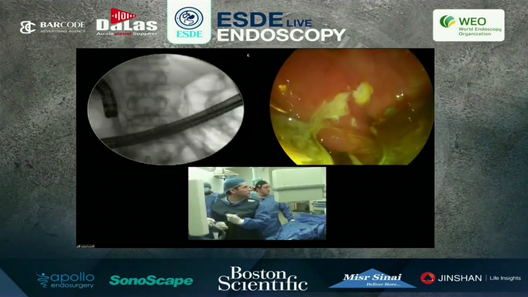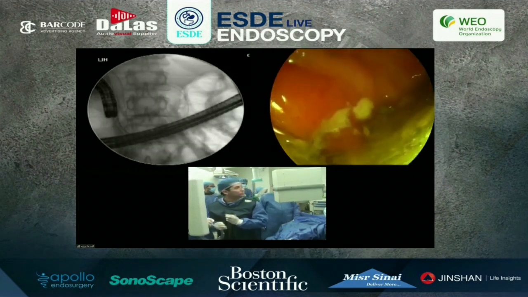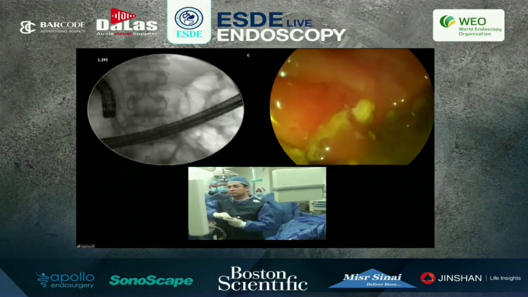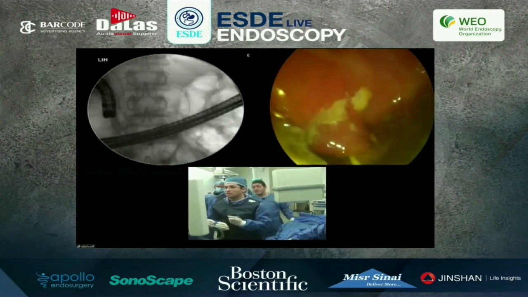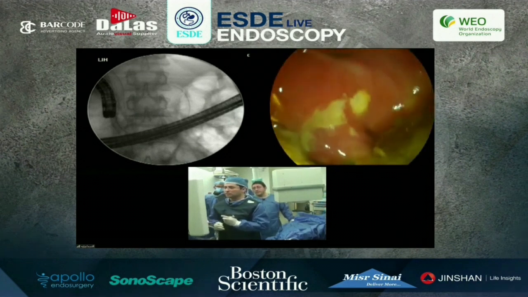Professor, there is a lot of discussion that EUS-guided gastroenterostomy is considered nowadays superior to a duodenal stent. What is your thought about it, and why do you prefer a duodenal stent over a gastroenterostomy here?